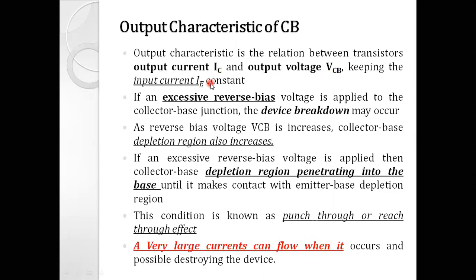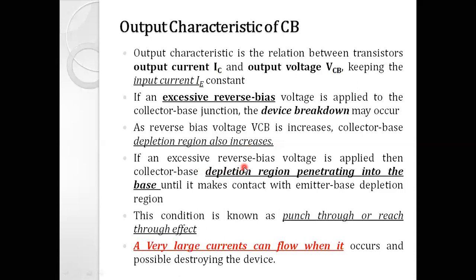and so on. So if an excessive reverse bias voltage is applied, that means if we increase VCB beyond a certain permissible value, then device breakdown may occur. And what is the reason behind this device breakdown? As the reverse bias voltage VCB increases, the collector base depletion region also increases, right? So in base width modulation, we saw that as VCB increases, the effective base width decreases. Why? Because the width of the depletion region increases.